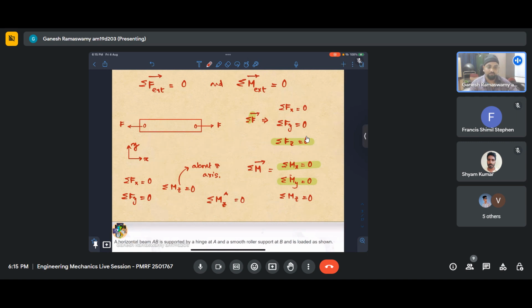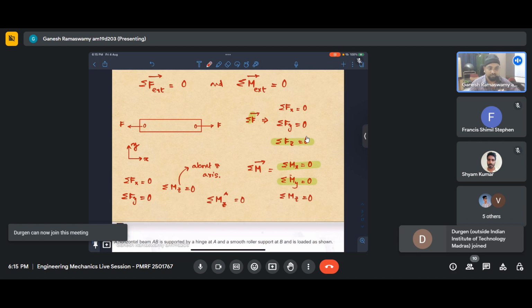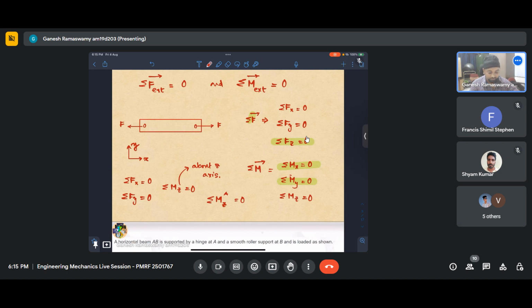When we are talking about planes, we will confine our attention to one of the moment components alone. We will drop that subscript, and the subscript that will be indicated in the context of the problem will only pertain to the point about which we are taking the moment. So I hope that that is clear.